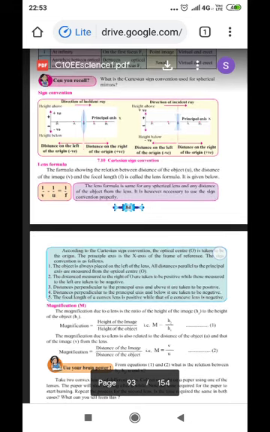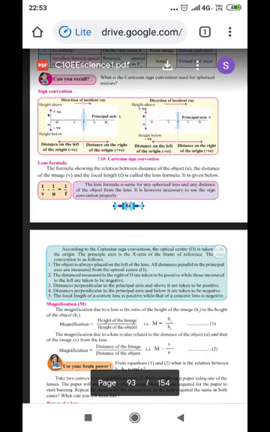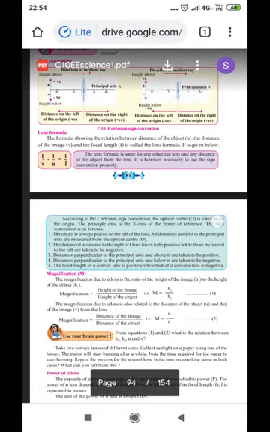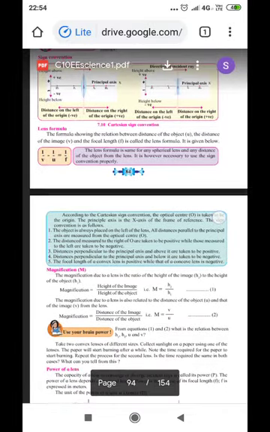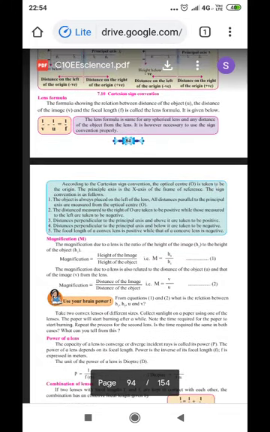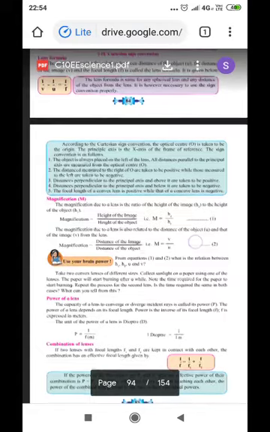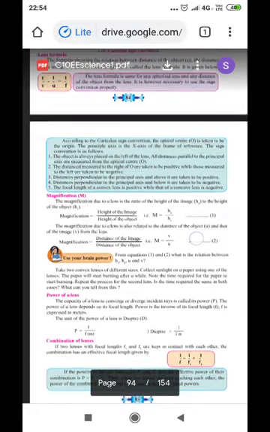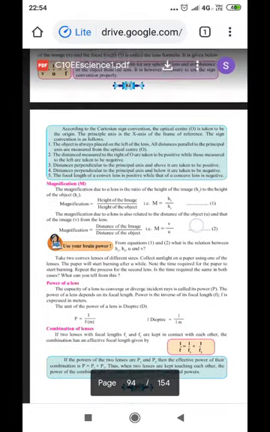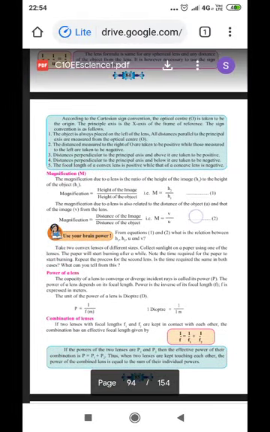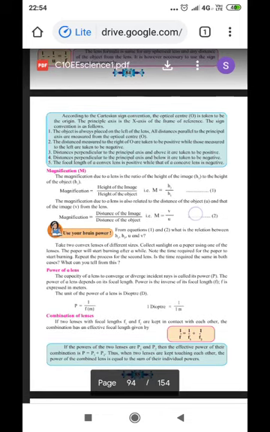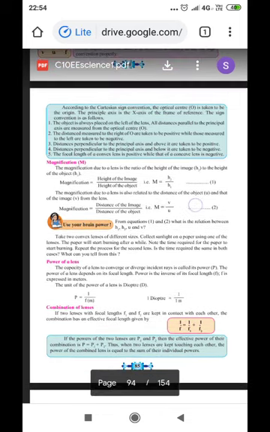Now, as the terms were used for the mirror, same terms are used for the lens, like u, v, h1 and h2. u implies object distance, v implies image distance, h1 implies height of the object, h2 implies height of the image. Now, in order to explain the sign convention properly, one paragraph is mentioned here in green color.